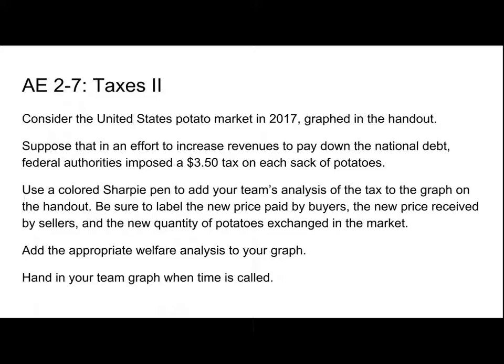So I've got the question. You've seen this before. Remember, it's the potato market. There's an equilibrium without a tax that we'll look at in a moment. There's a $3.50 tax. That's important. And then we're going to analyze the effect of the tax on the price paid by buyers, the price received by sellers, and on the new quantity. And I want to make sure you can do that carefully and well and right every time. Then we're going to do the welfare analysis, more practice with that.